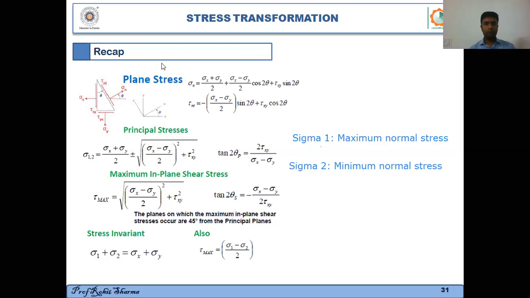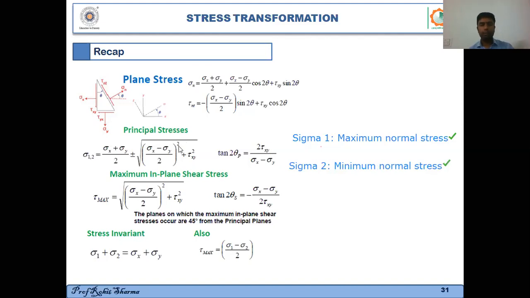Now, what is the formula for sigma 1? We'll use a plus sign. The formula for sigma 1 will be: sigma x plus sigma y by 2 plus square root of this whole thing, sigma x minus sigma y over 2 squared plus tau xy squared. So if you use a plus sign between these two, then it is the formula for sigma 1, which denotes the maximum normal stress, right? And similarly, if you use a negative sign, that will be the formula for sigma 2: sigma x plus sigma y over 2 minus square root of this whole thing, and it denotes the minimum normal stress.